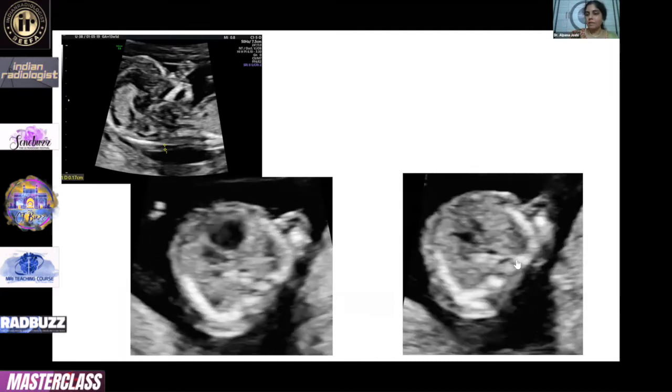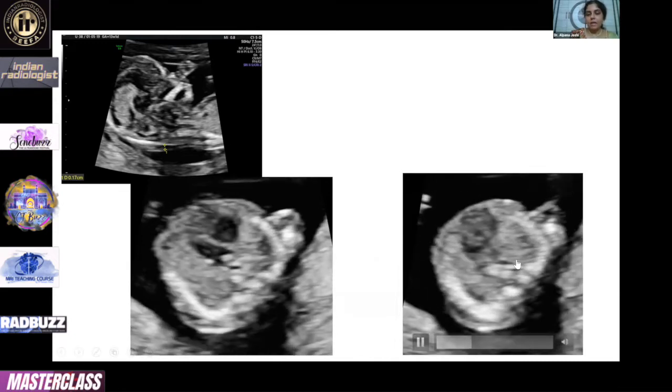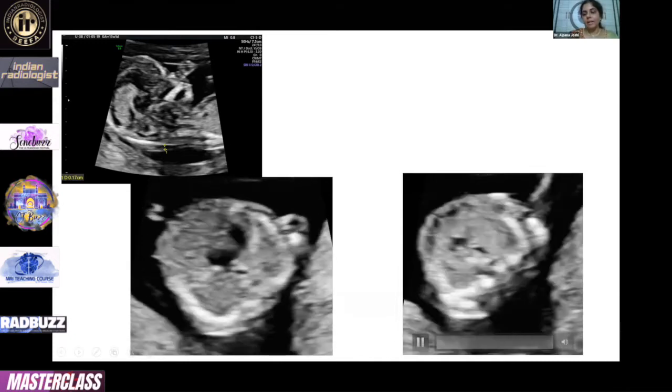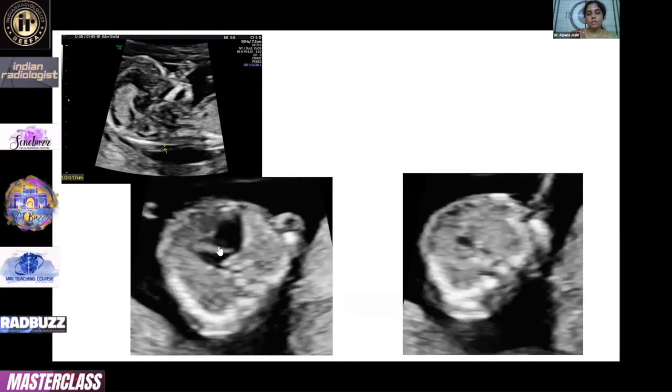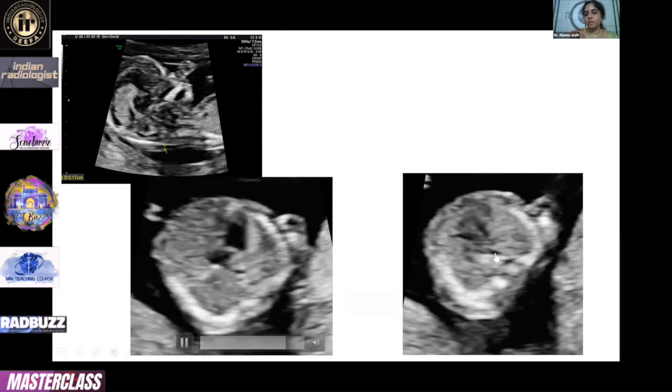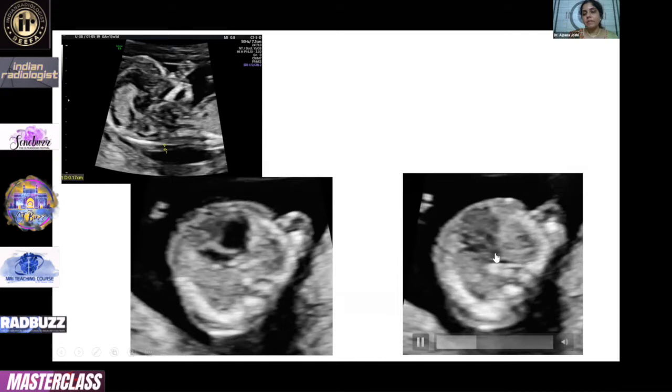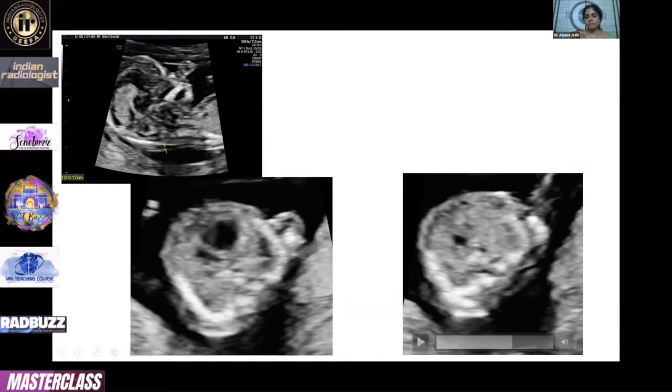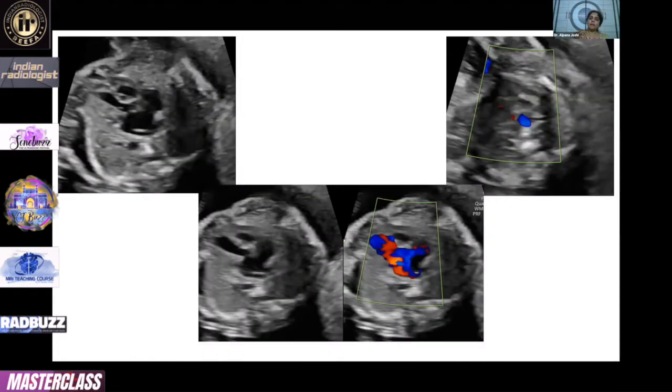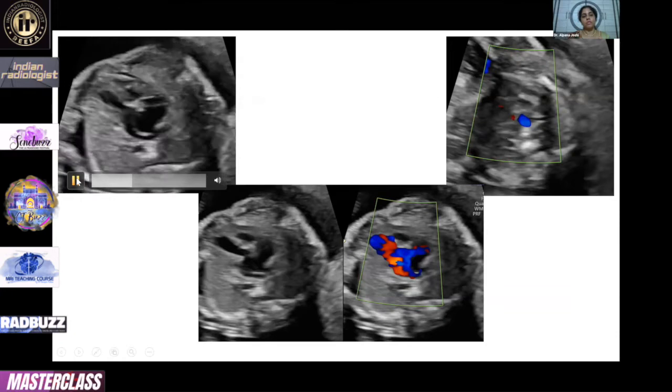Of course, these are the transabdominal images. But there was no flow across the tricuspid valve, and there was a reversal, and that could be seen even at the 12-week scan very well. So this was almost like a hypoplastic right heart syndrome. There was no inflow and the outflow was reversed.